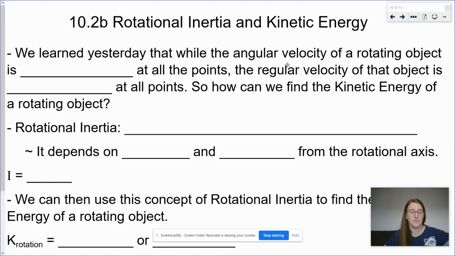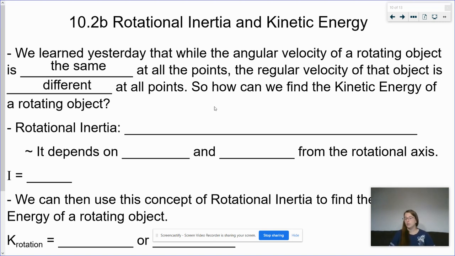So we learned yesterday that the angular velocity of a rotating object is what at all points? Is it the same at all points or different at all points? This is the angular velocity. It is the same at all points, because remember, the angular velocity is based off the angle change, and no matter what point we're at, the angle change is still the same. So angular velocity at any point on a rotating object is the same, while the regular velocity is different.